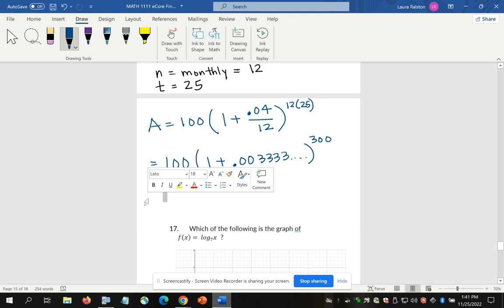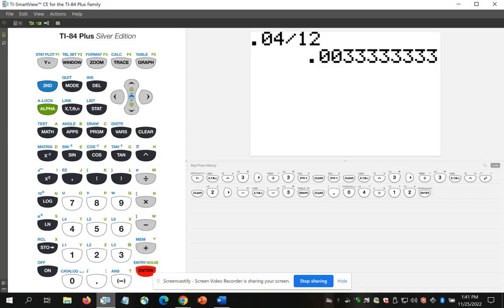Okay, so then we have 100. We add these two together, so we get 1.003333 repeating, raised to the 300 power. Okay, so when I get to that point, I'm probably just going to use my graphing calculator to do it. So let's go over to the graphing calculator.